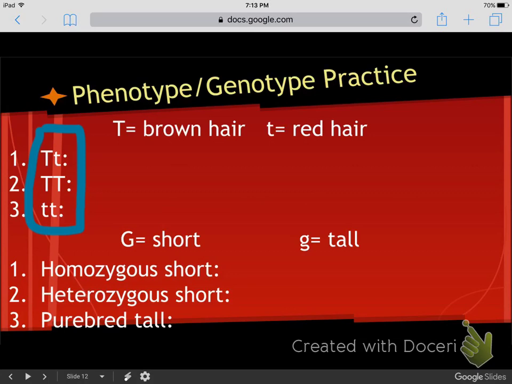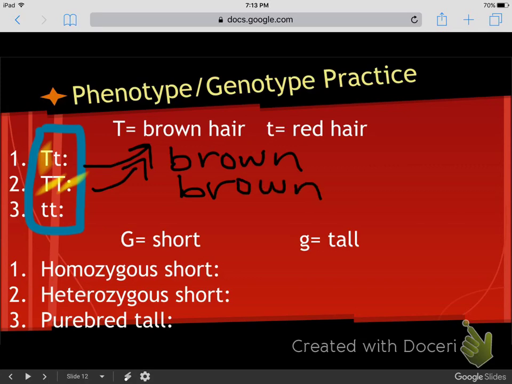So is it going to be brown hair or red hair? Well, because there is a uppercase letter in the first example, it automatically gets the dominant trait of brown hair. So for number 1, you should write brown hair. For number 2, I see 2 capital letters, which means it automatically gets that dominant trait. So its phenotype would be brown hair as well.